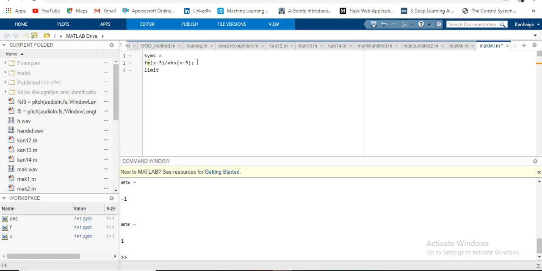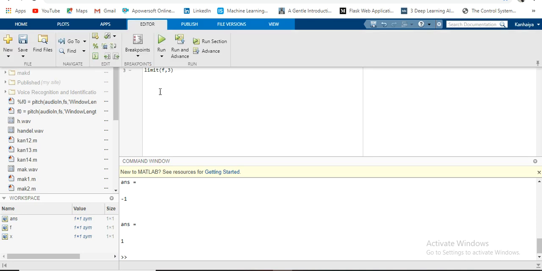Simply we will use the limit command for f comma 3. I have told you, if you simply give limit of f, then it will take the default value x tends to 0, but we don't have to check at x tends to 0 because my intention is different for this question. I will tell you later. So we are checking at the point 3. Now run the program.